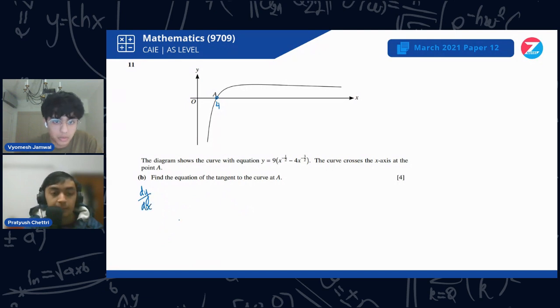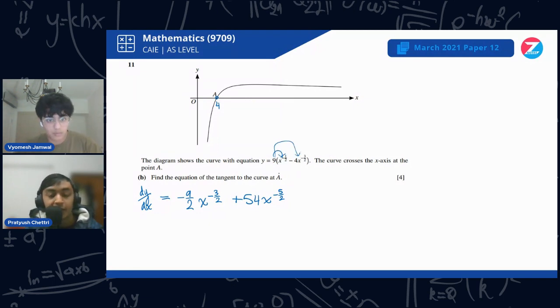So we differentiate the curve equation. So dy upon dx would be equal to negative 9 upon 2x to the power negative 3 upon 2 minus... wait, no, let me just do this. Actually, let's just simplify a bit. So it's going to be 9 times 4 times negative 3 upon 2, which is equal to negative 54... No, wait, it should be plus 54, yeah, x to the power negative 5 upon 2. So we just opened the 9, by the way, guys. Multiply the 9 out. That's what we did.